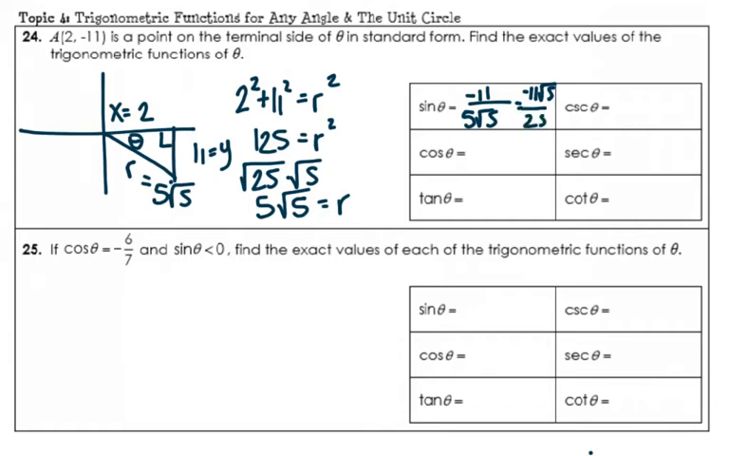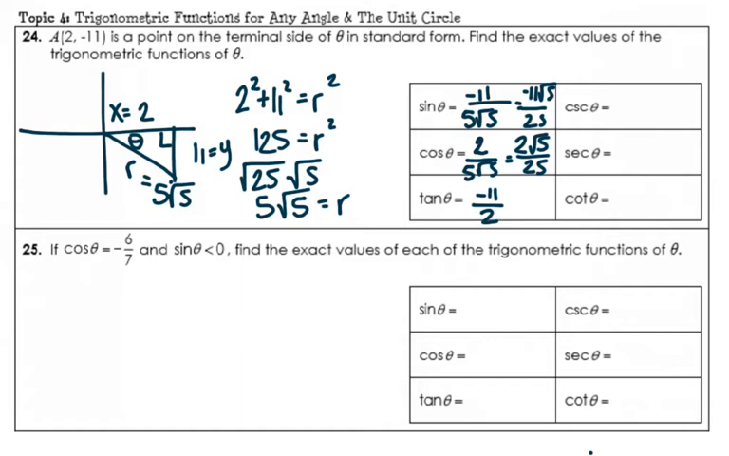So for cosine, that's my adjacent over my hypotenuse. So 2 over square root of 5. Can't have a radical on the bottom. If I multiply the top and bottom by 5, I get 2 square root of 5 over 25. Tangent is my opposite over adjacent, so negative 11 over 2.